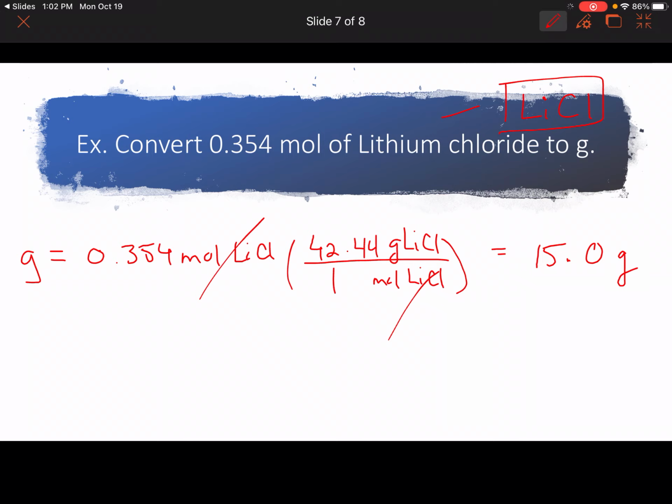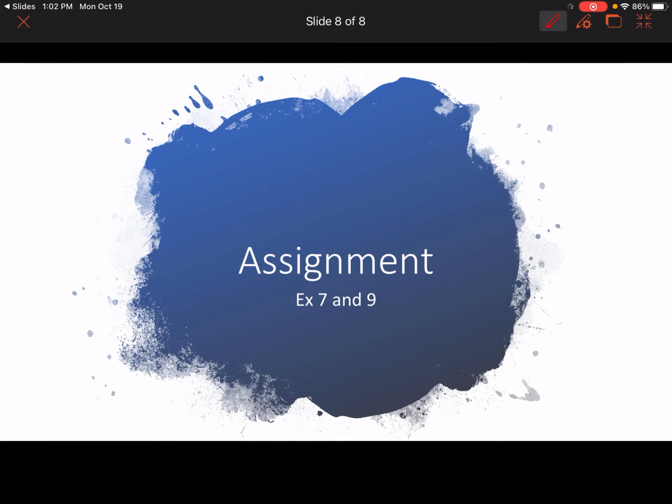Grams of lithium chloride. Okay, you can try now exercises 7 and 9, and again, you have the answer key, so make sure you're doing those and are asking questions if you're not getting the right answers.